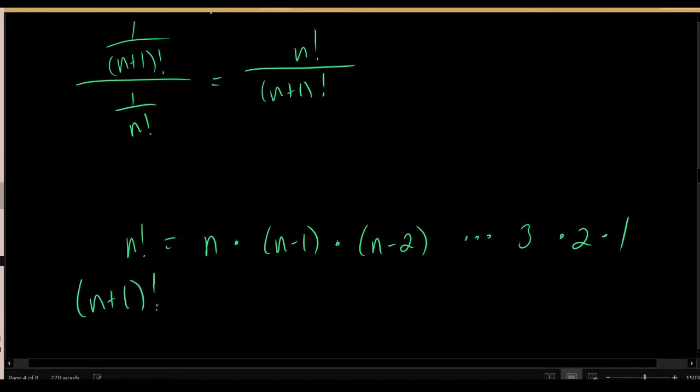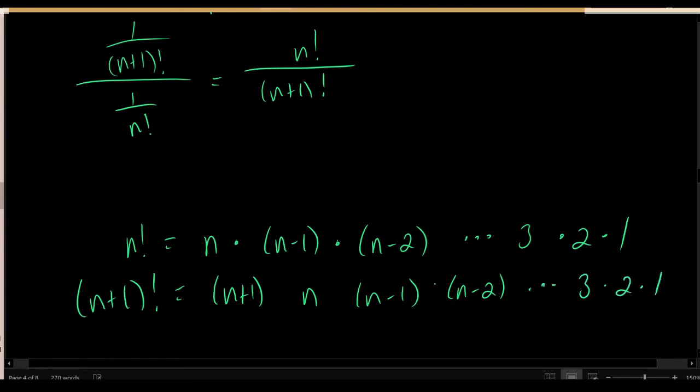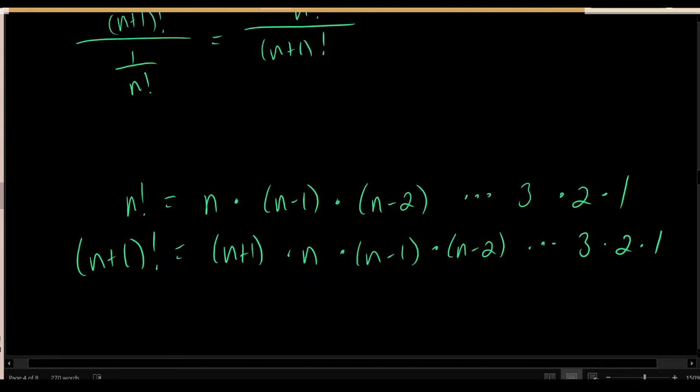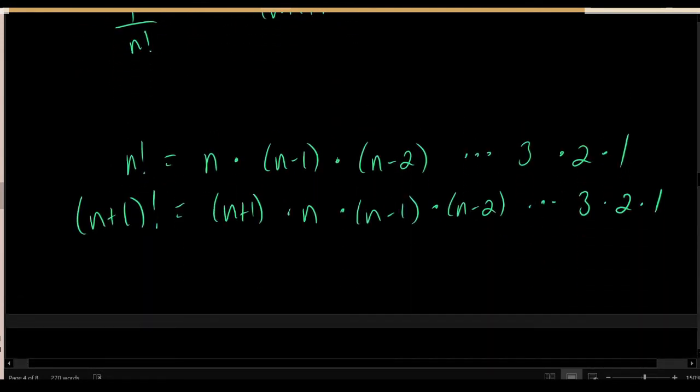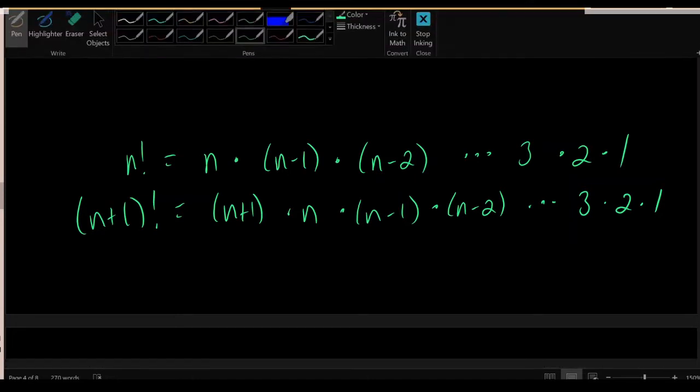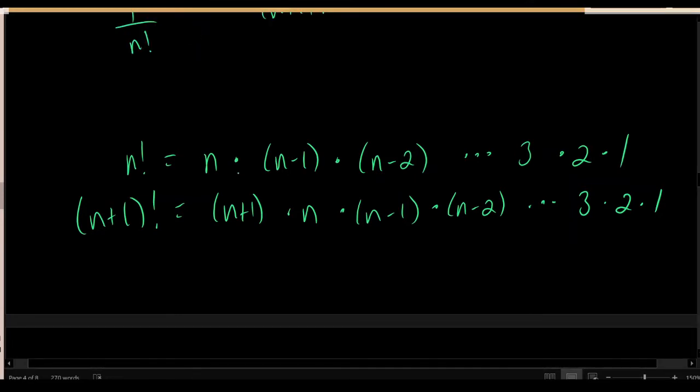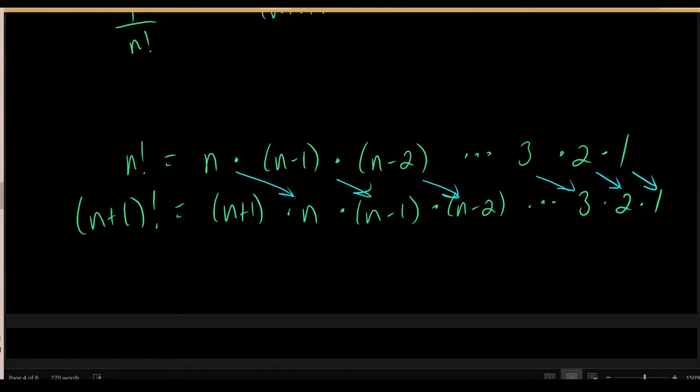N plus 1 factorial would be exactly the same thing, except this time you're starting from n plus 1 and you're counting your way down. N plus 1 goes to n, goes to n minus 1, and count down all the way to 3, 2, 1. Now notice how similar these expressions actually are. N plus 1 factorial and n factorial are almost exactly the same, except n plus 1 factorial just has this singular extra factor of n plus 1 itself.